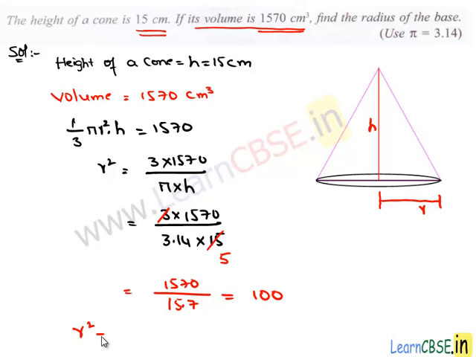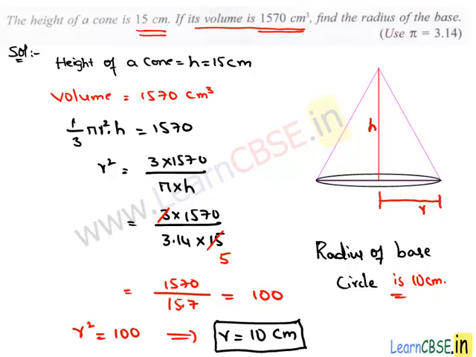Therefore the value of r square is 100. By applying square roots we get the value of r, which is 10, and it is in centimeters. So we have the radius of the base circle is 10 centimeters. This completes our solution.